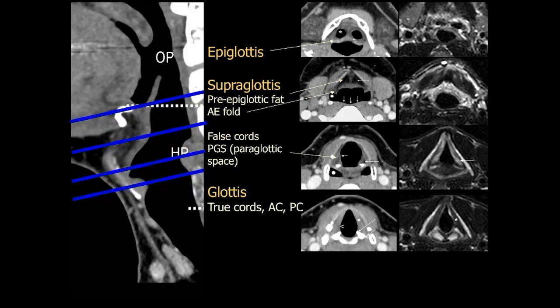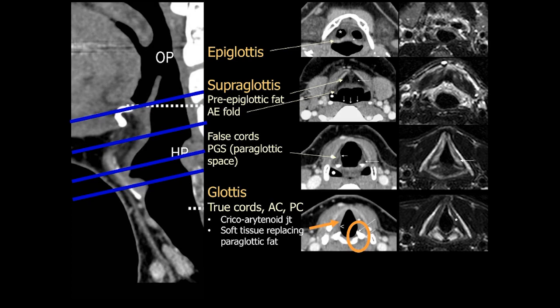The next axial slice is taken through the level of the true vocal cords or the glottis, also showing the anterior and the posterior commissures. This is perhaps one of the most important axial cuts, and there are some landmarks to identify this level. Firstly, you will see the cricoarytenoid joints at this level.